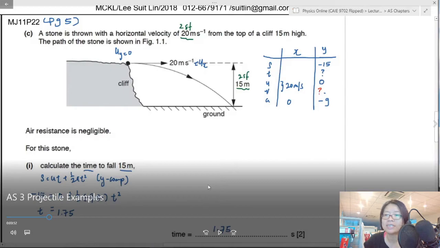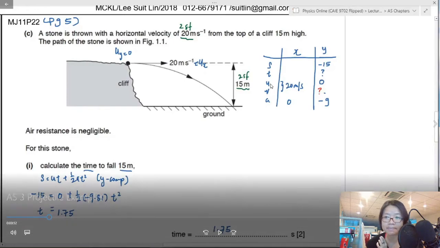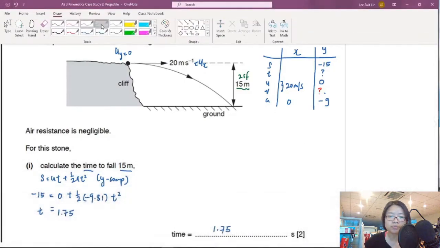What I normally see, a common mistake, is that the students will use 20 in the Y component or use G in the X component. They have to be separated. The only interlink is time. Alright, so let us continue.